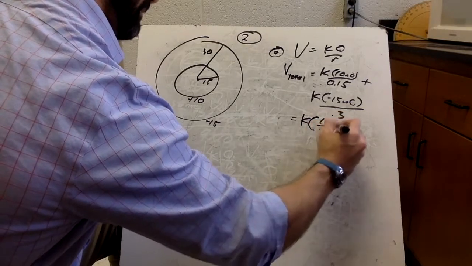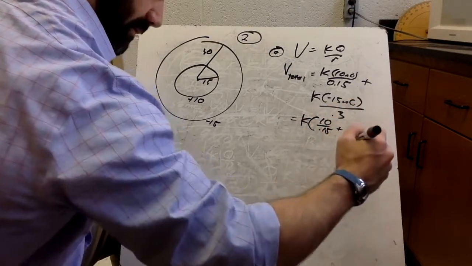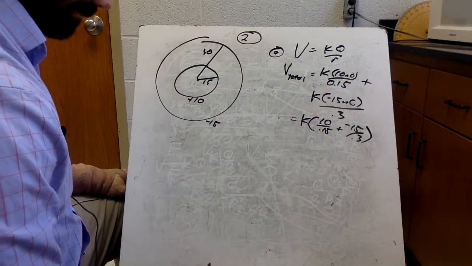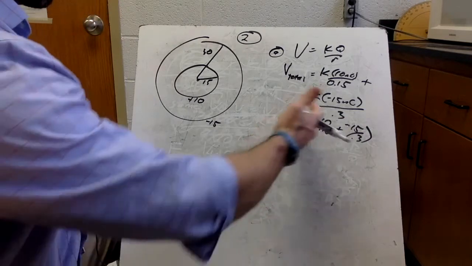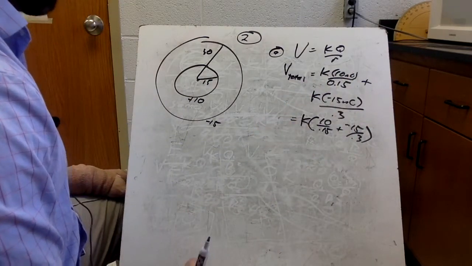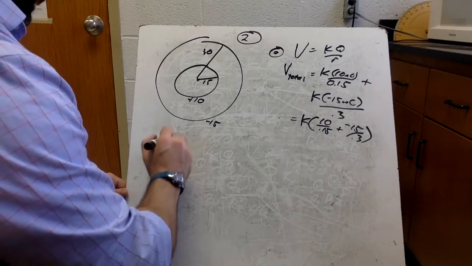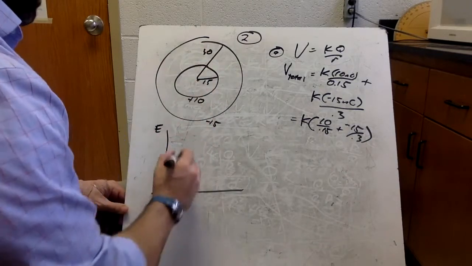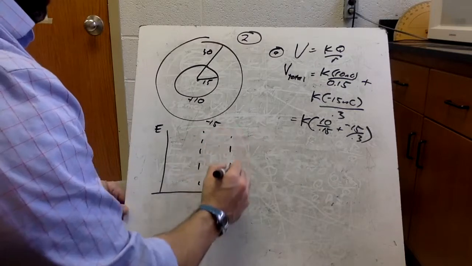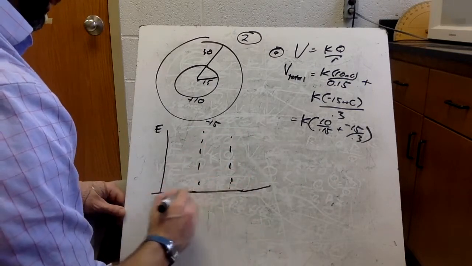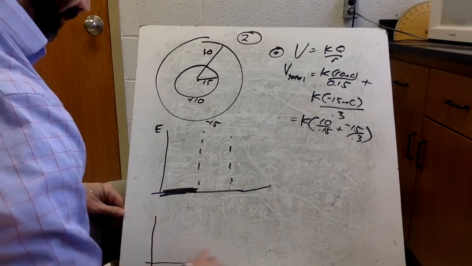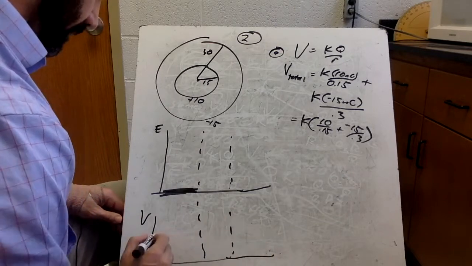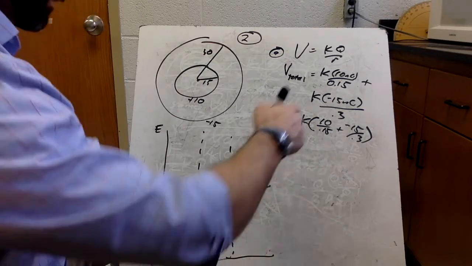10 over 0.15 plus negative 15 over 0.3. All right, and that's going to be a constant value. Notice this isn't changing at all. And so if I have a graph here, let's say this is the electric field. Since this is a conductor, I've got two radii here. Since this is a conductor, the electric field is 0 in here. And for V, that's that value, that thing over there.